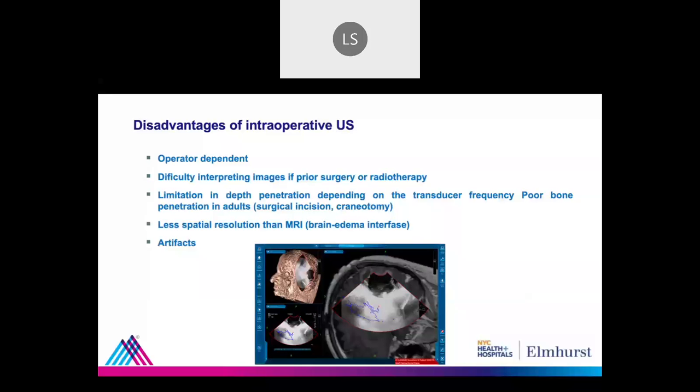And then it has artifacts as well. Artifacts could be air, it could be blood, it could be anything that interferes with the quality of the image that we get. In this case, it is blood, and you can see here how if we have blood in the surgical field, everything gets hyperechoic, and we cannot see anything.